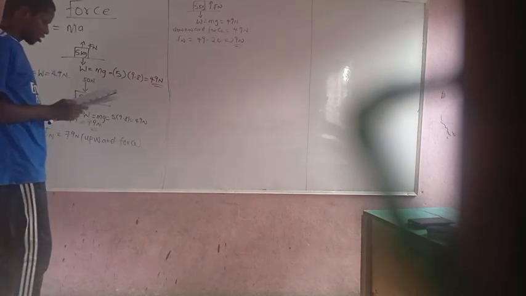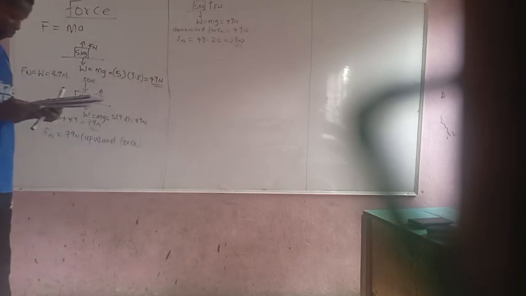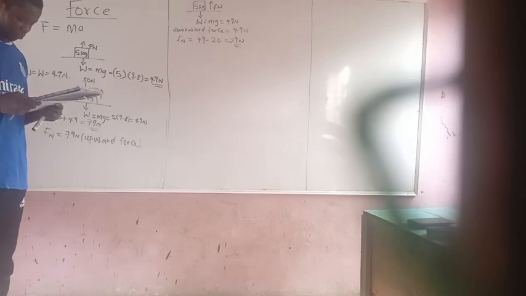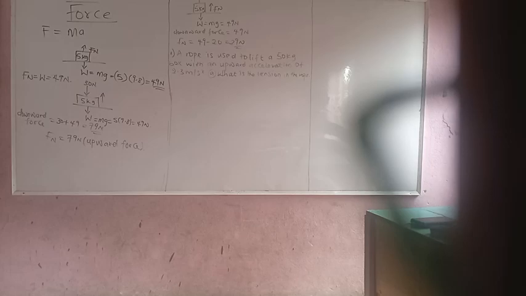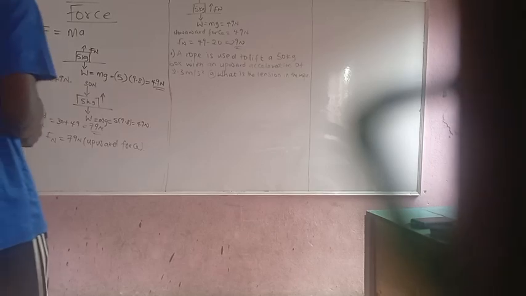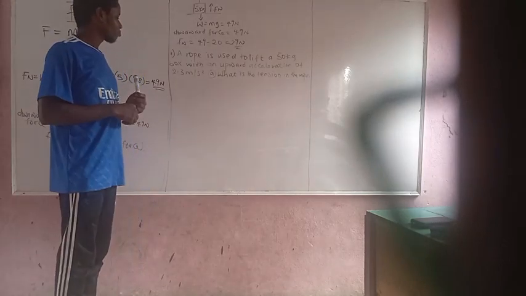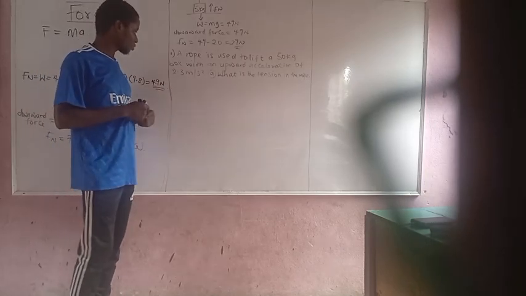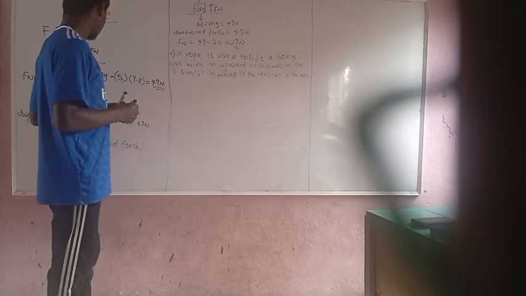So let's do something else. Let's try to solve one problem. Alright, so we have a rope used to lift a 50 kg box with an upward acceleration of 2.3 meters per second squared. What is the tension in the rope, right?